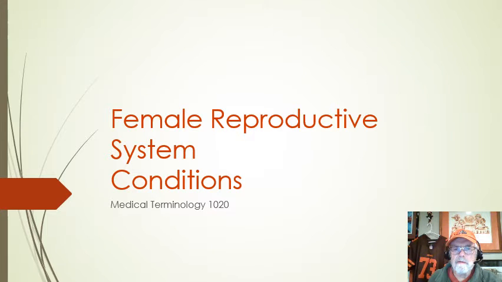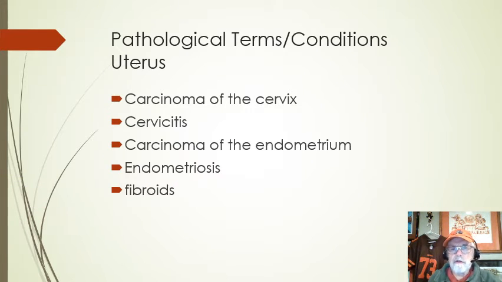So let's talk about some of these things. First thing we want to talk about is called carcinoma of the cervix. I'll be showing you some images as we go on here. Carcinoma, we know, means cancer. It's not an uncommon cancer, but on the other hand, cancer deaths from carcinoma of the cervix seem to be a lot less. And there's one significant reason why, and that's simply because of a test called the Pap smear.